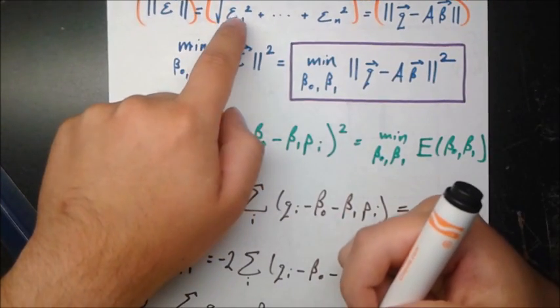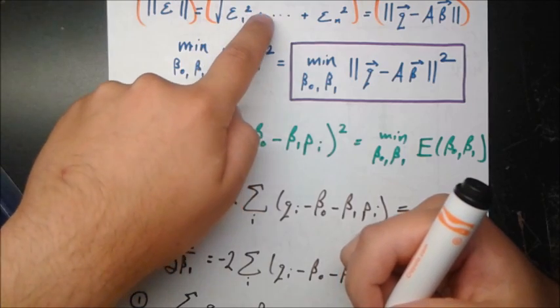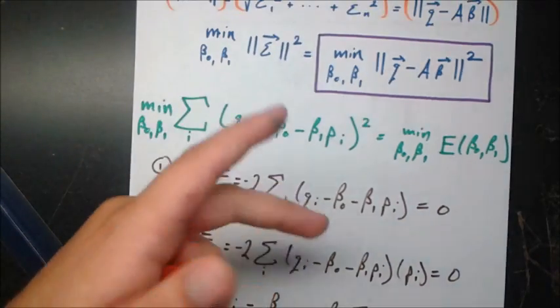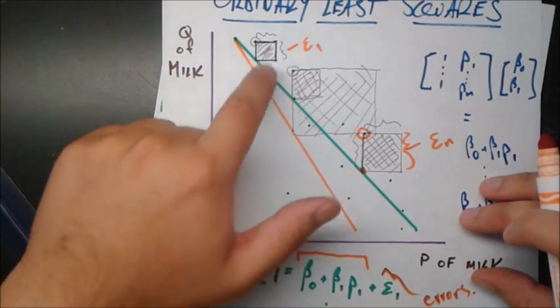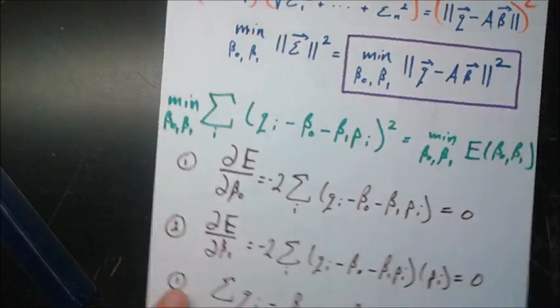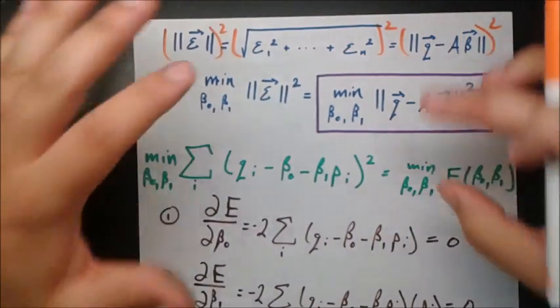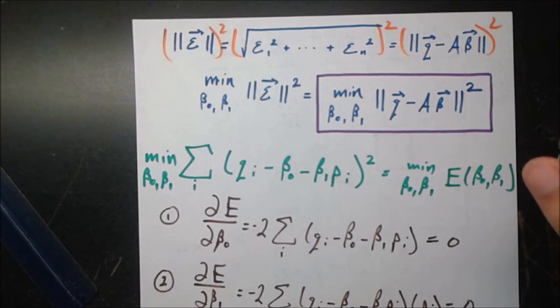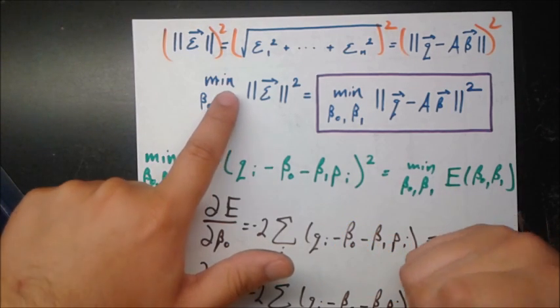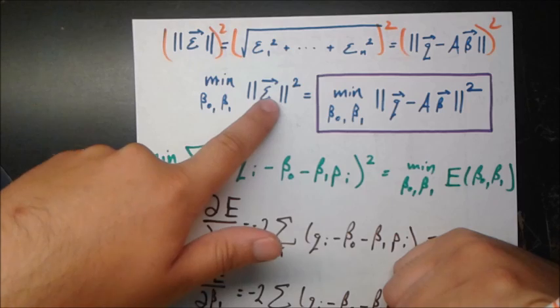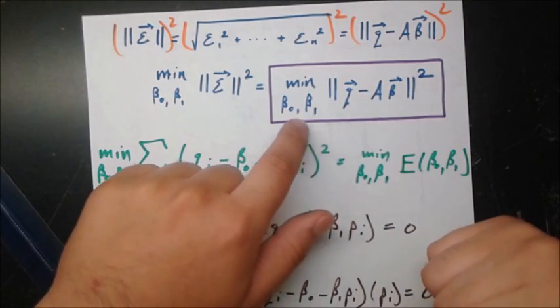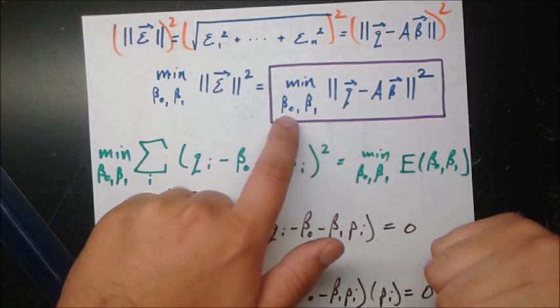But we're minimizing this squared, we're minimizing epsilon 1 squared plus epsilon 2 squared plus and so on, plus epsilon n squared. And that's exactly what we said we wanted, right? We want to minimize the sum of all of these squares. So far, so good. The graphic picture matches up with the equations so far. So what we want to do is find the beta naught and beta 1 such that we're minimizing this epsilon vector squared, which is the same thing as minimizing this squared, subject to the beta naught and beta 1.